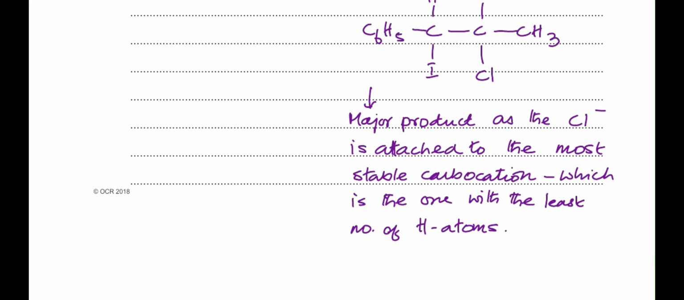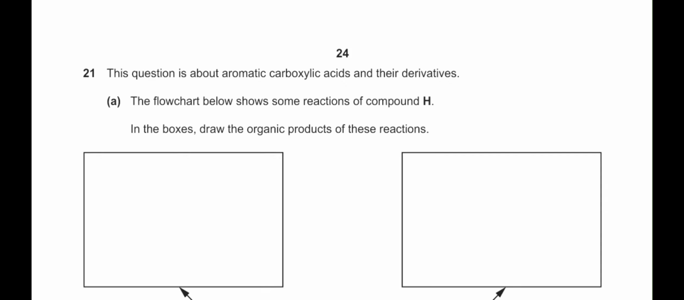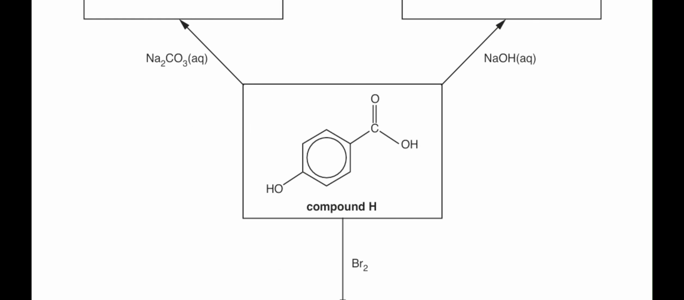Fine. Question 21. This question is about aromatic carboxylic acids and their derivatives. The flow chart below shows some reactions of compound H. In the boxes, draw the organic products of these reactions. So let us look at compound H. It is phenol with a carboxylic acid group attached to it.